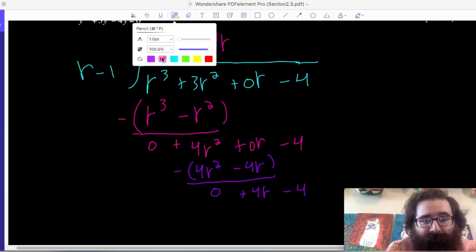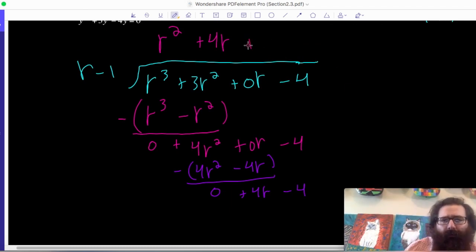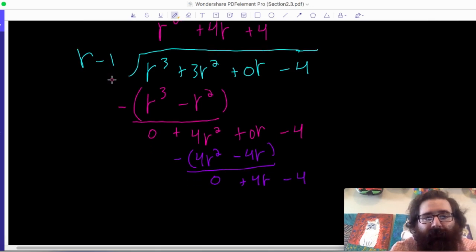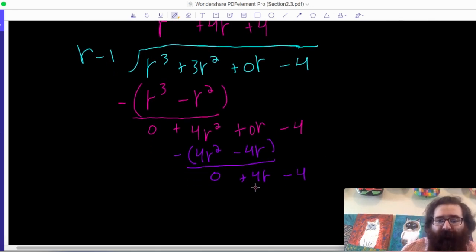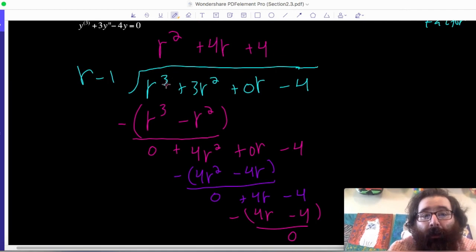So now I look at this and think, 4r divided by r should be 4. Then multiply this last piece of the quotient into the divisor. 4 times r minus 1 gives me 4r minus 4, and this should subtract out cleanly. So we now have a partially factored version of this.